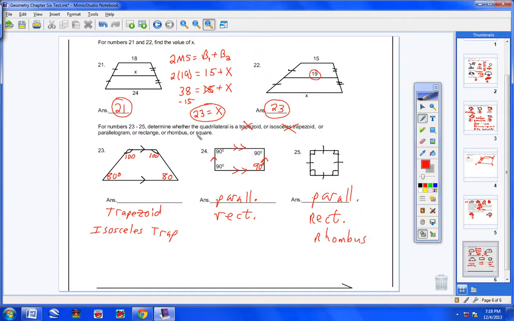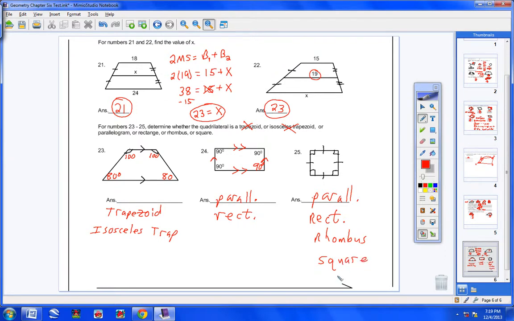Is it a square? Well, the definition of a square is a parallelogram that has four congruent sides and four right angles. Do we have a parallelogram? Yes. Do we have four congruent sides? Yes. Do we have four right angles? Yes. So it's definitely a square.